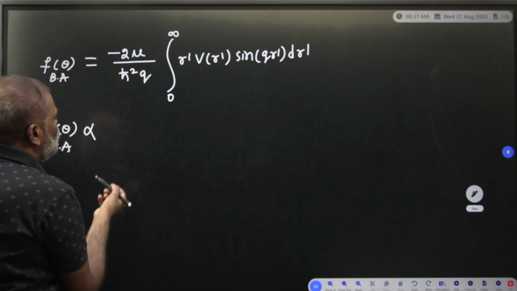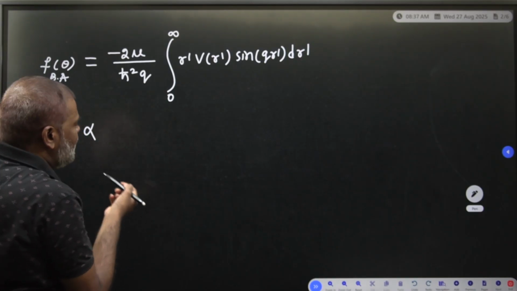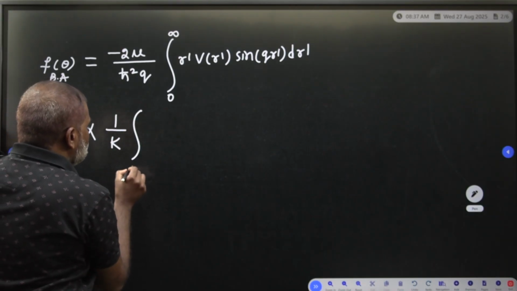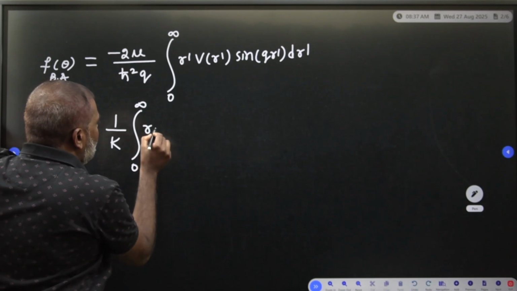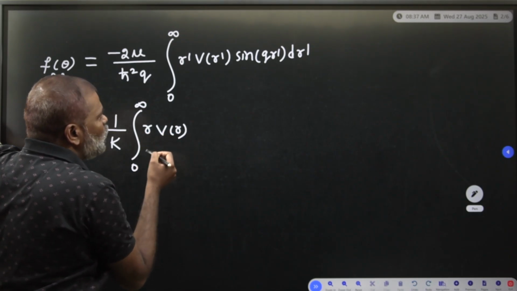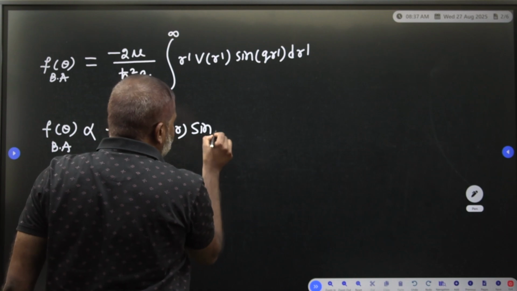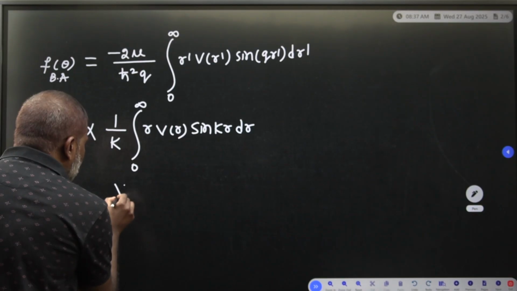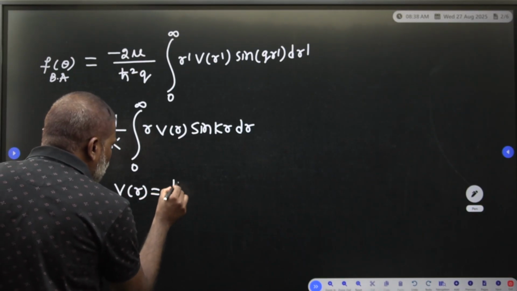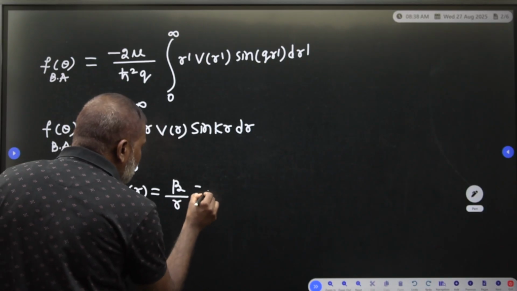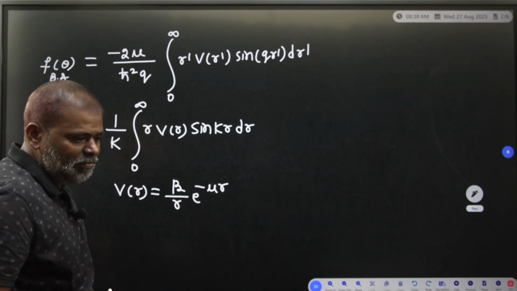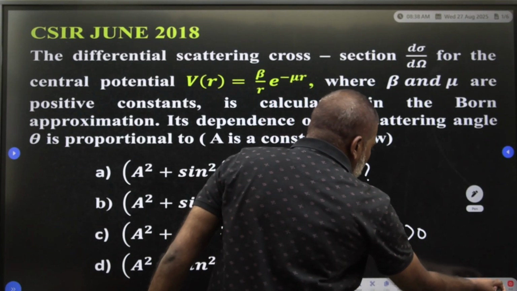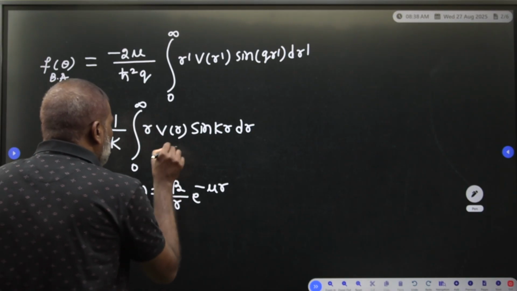So f of theta is proportional to, instead of q you take k, 1 by k into the integral from 0 to infinity of r into v of r into sin kr into dr. But you know that for the central potential, v of r is equal to beta by r e to the power of minus mu r. That value you have to substitute here.